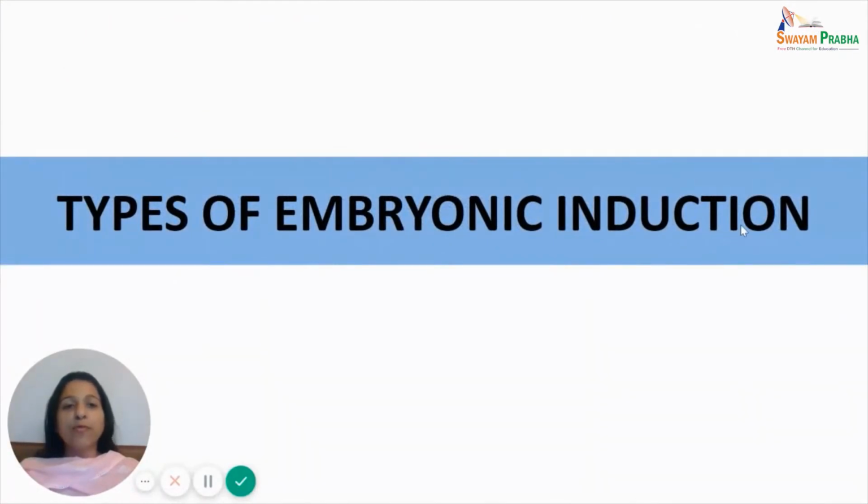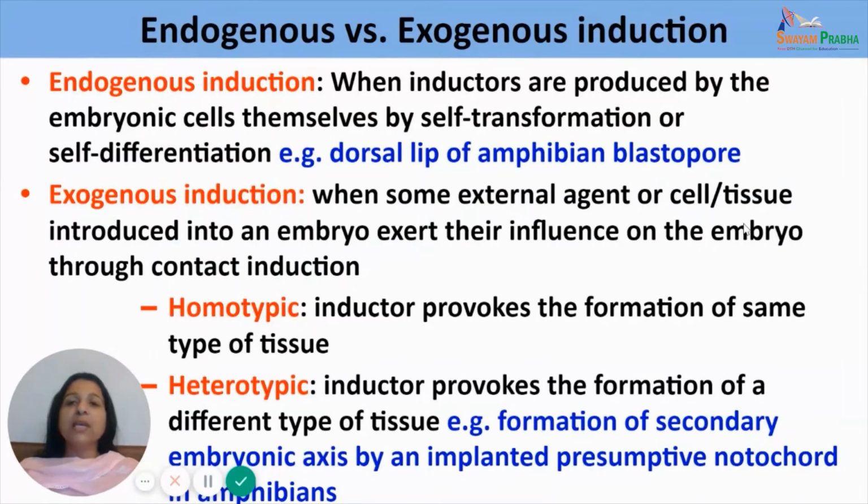There are various types of embryonic induction. The first is endogenous versus exogenous induction. Endogenous induction is the one in which inductors are produced by the embryonic cells themselves by the process of self-transformation or self-differentiation. For example, endogenous induction is seen during the formation of the dorsal lip of the amphibian blastopore. Exogenous induction is the one in which some external agent or cell or tissue introduced into an embryo exerts its influence on the embryo through contact induction to form an inducer tissue.